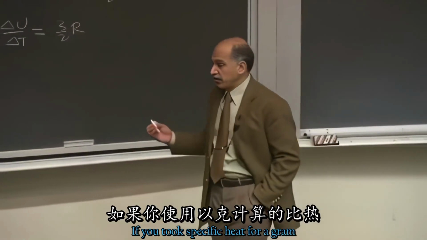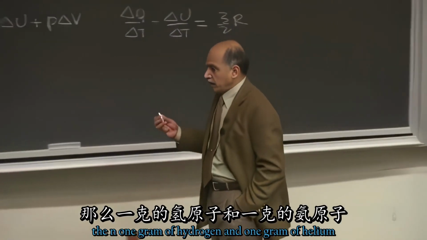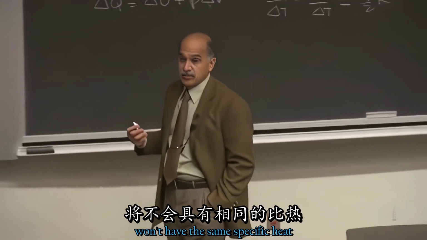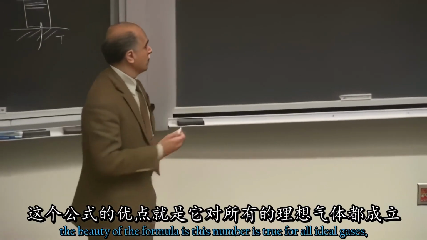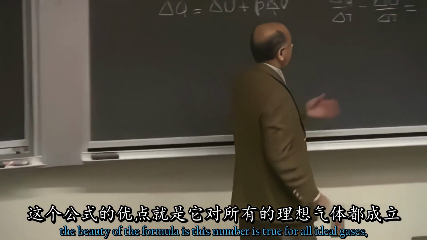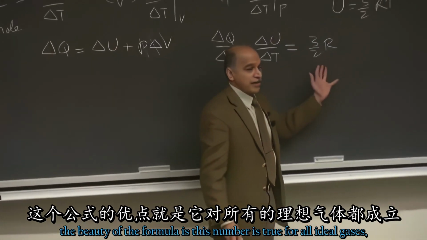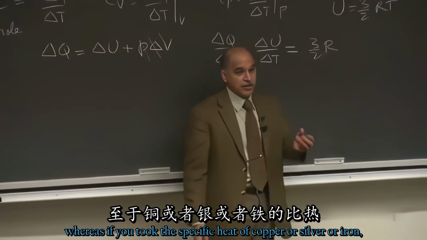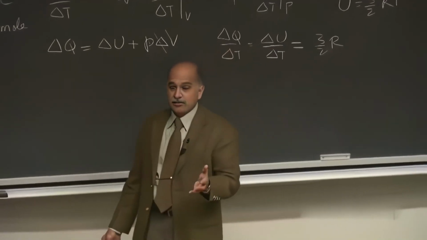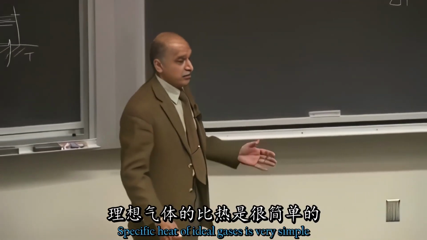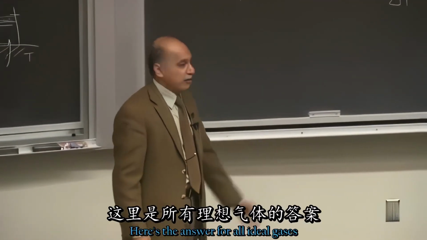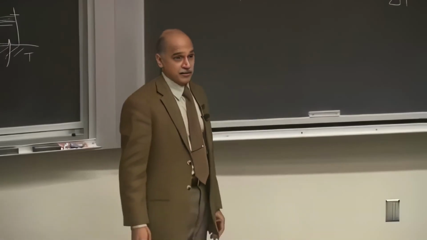If you took specific heat per gram, then 1 gram of hydrogen and 1 gram of helium won't have the same specific heat because they don't have the same number of atoms. But if you count in moles, the beauty of the formula is this number is true for all ideal gases. Whereas if you took specific heat of copper or silver or iron, it varies from material to material. Specific heat of ideal gases is very simple. You don't need to look at a table. Here's the answer for all ideal gases.